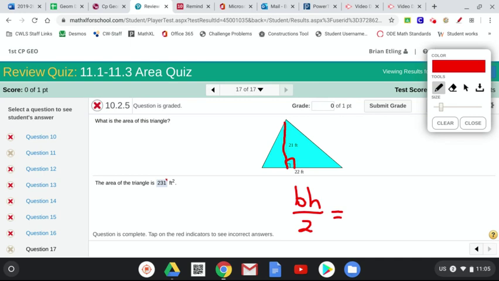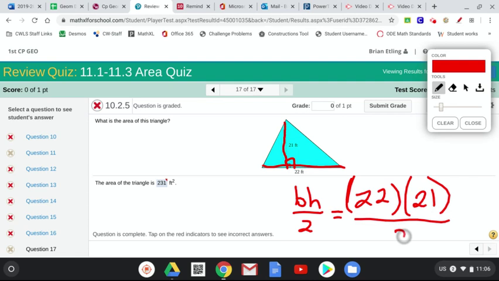So that's a way to look for how to find your height, because it seems like you're missing some of these because you're finding the wrong height. So for this one, our base is going to be that 22, and our height is going to be the 21. So 21 times 22, divide that all by 2. That'll give you 231.